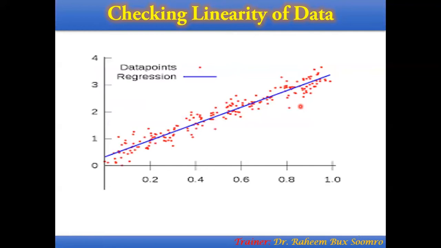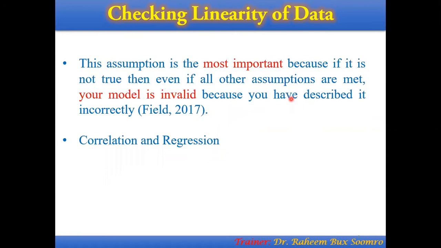This is one image through which you can understand linearity. For example, these dots are the data points, and this line shows the regression line. The data points are available above and below the line. When one variable is increasing, the other is also increasing, so this means that the data is linear. The two variables in your data are linear. This is the most important assumption, as I already told you, because if it's not true, even though all the other assumptions are met, your model is invalid.